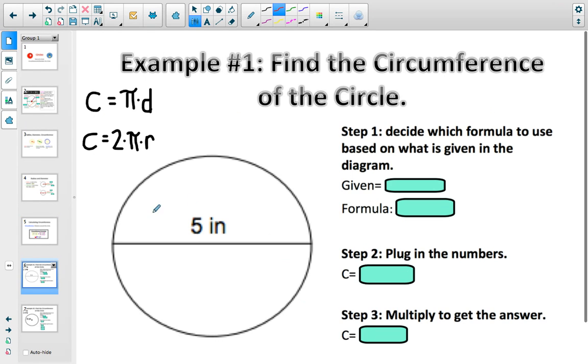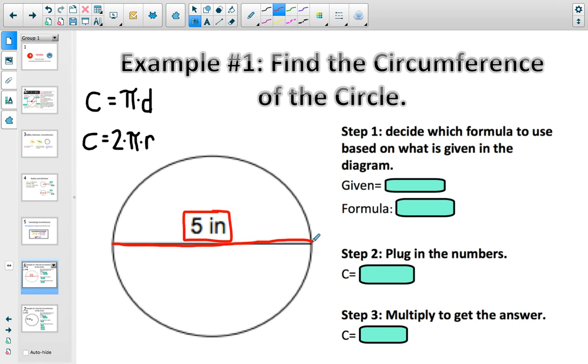Now let's look at some examples. So example 1, find the circumference of the circle. So step 1, we need to decide which formula to use based on what is given in the diagram. So our diagram of our circle here on the left, what information are we given? We're given a 5, right? We're given this 5, and we're given this line, this segment here, from one side of the circle right through the middle to the other side.